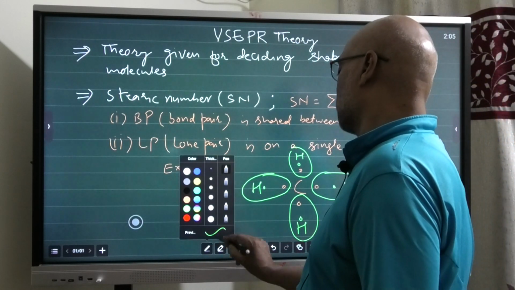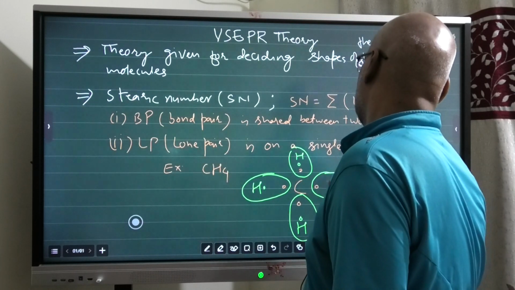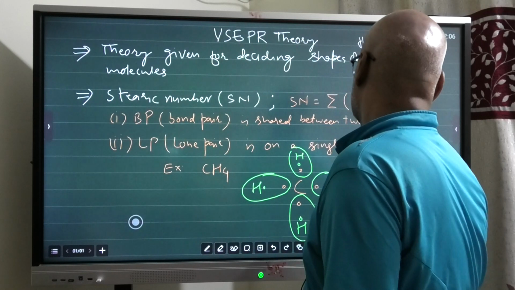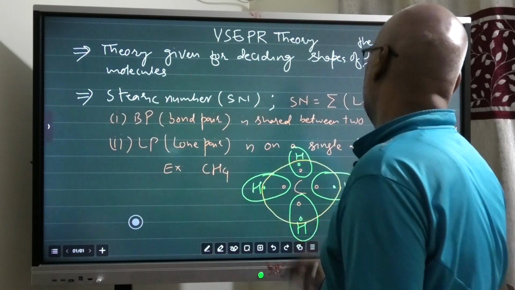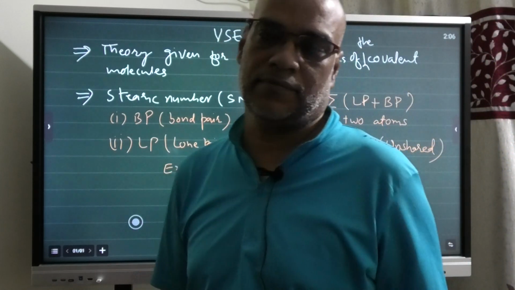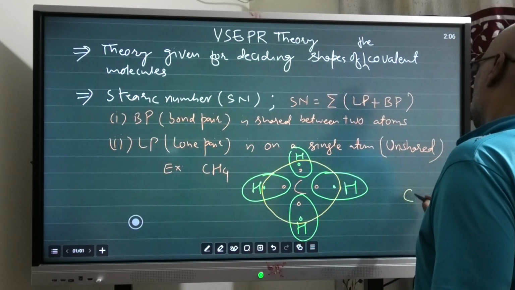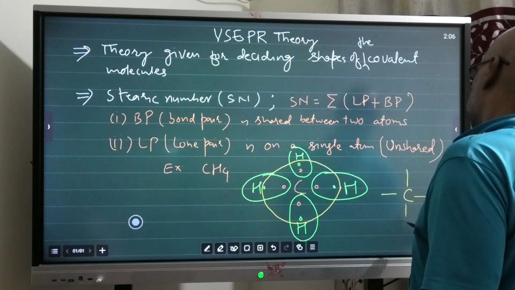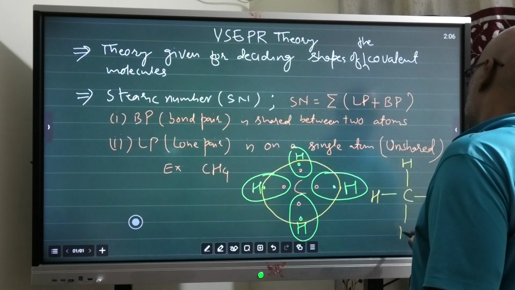Carbon will complete its octet. Octet means 8 electrons. Got it? If you look at the yellow circle, it contains 8 electrons, so we call it an octet. If you draw the Lewis structure, it is basically a dot diagram. If you draw the bond line structure, it will look like this. We can count it.